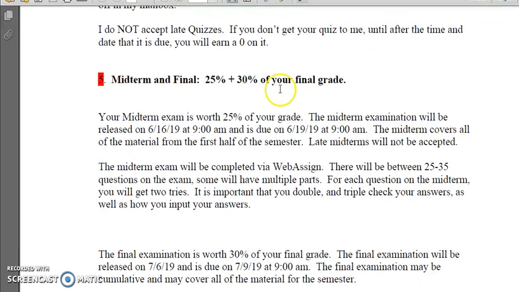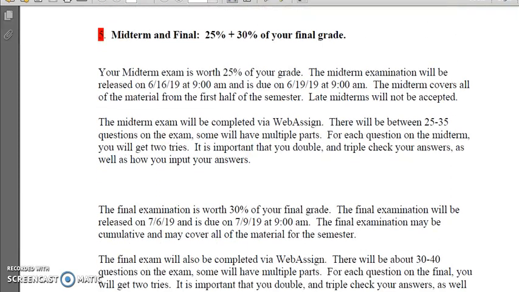In regards to your midterm and final, your midterm exams are 25% of your grade. So for the midterm exam, I'm releasing it on 6/16/19 at 9 a.m. and it's due 6/19/19 at 9 a.m. It covers all the material from the first half of the semester, and I don't accept late midterms. You have to do it via WebAssign. You need to make sure that you do it correctly, because for your midterm, there's only going to be 2 tries for the inputs rather than 3 tries. You want to double and triple check your answers. It's not timed insofar that you have to sit down in front of the computer and do it in a certain amount of time. However, you have to make sure that you have it done within this 3-day window. And it's cumulative, so it's going to test you on the first half of the semester.